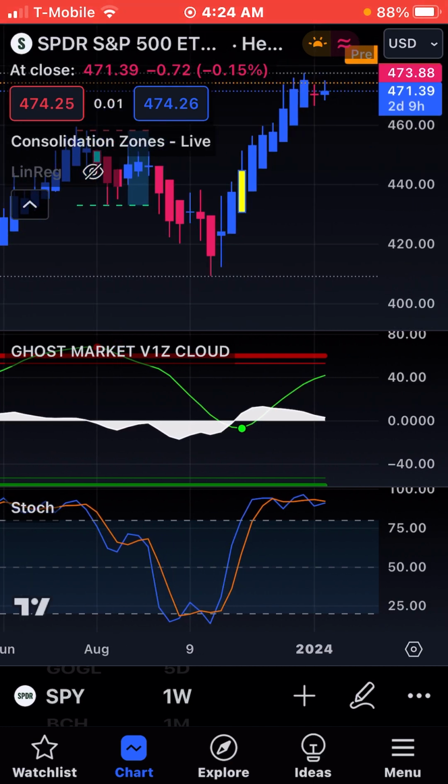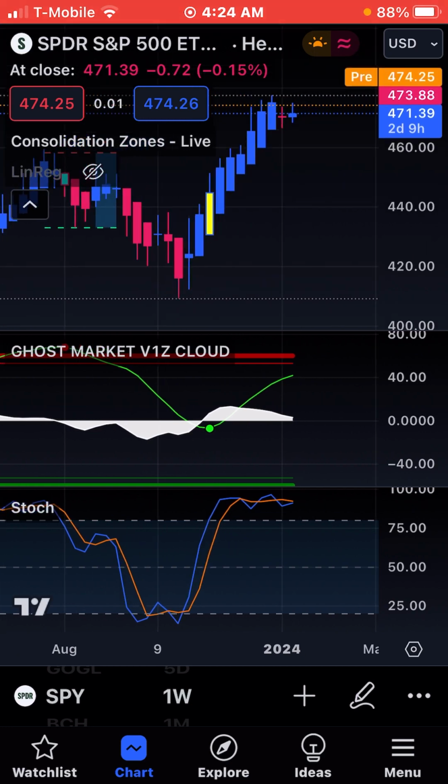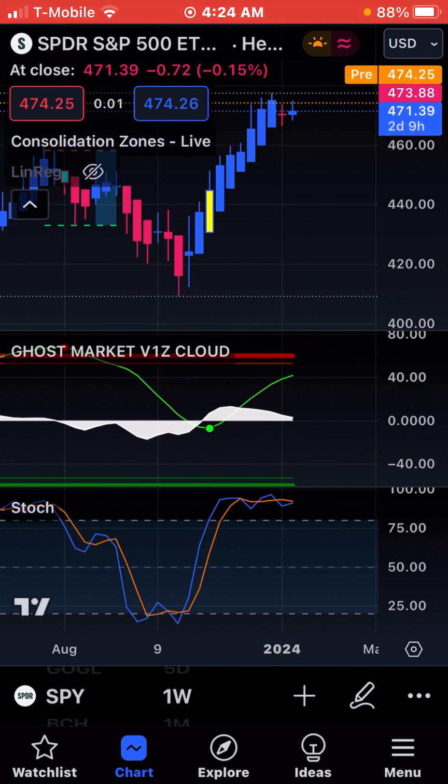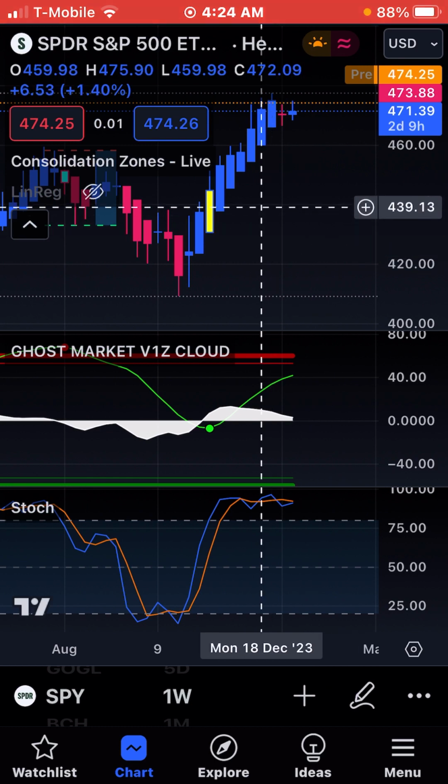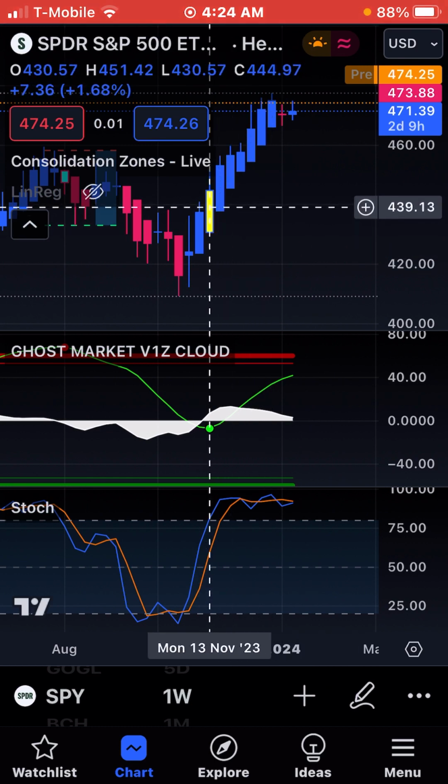Let's use a couple of examples here with the S&P 500. What we can see right here is it printed out a yellow candle, which signaled that it's starting to go up on the weekly.